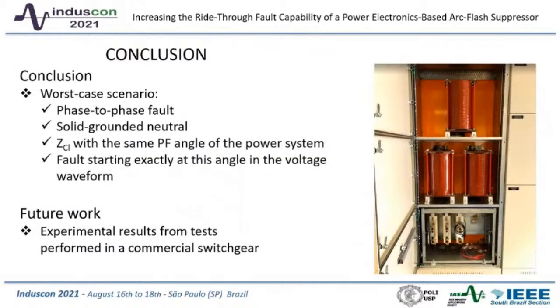The main finding of this work is that the worst case scenario is a phase-to-phase fault, solidly grounded neutral, the current limiting impedance with the same power factor angle of the power system, and the fault starting exactly at this angle in the voltage waveform. As future work, to be presented in the next paper, we are obtaining experimental results from tests performed in a commercial switchgear.